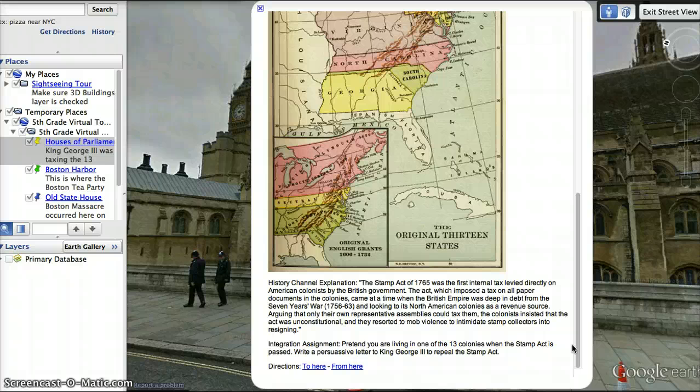Now students, for an assignment about the Stamp Act, you're going to pretend you are living in one of the 13 colonies when the Stamp Act is passed. You will write your best persuasive letter to King George III to repeal the Stamp Act.